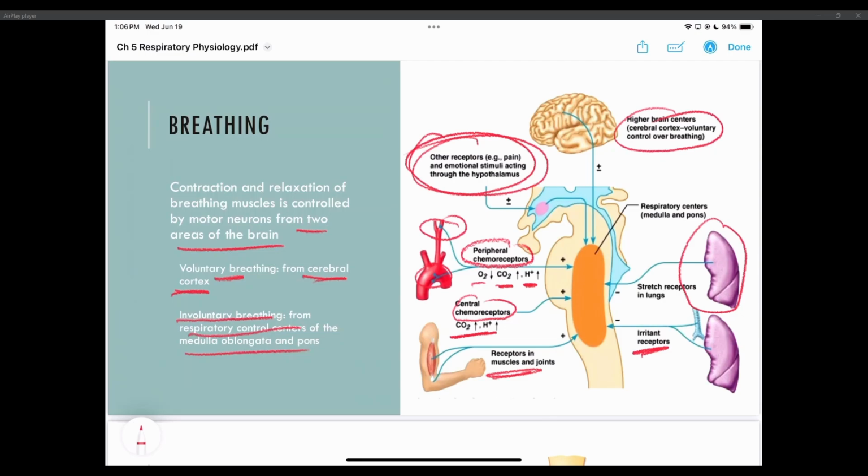So these peripheral and central chemoreceptors are the same ones that we talked about, the baroreceptors for the cardiovascular system. They follow the same nerves, so make sure you know which nerve controls what or senses what when you're studying, because it's the same one.